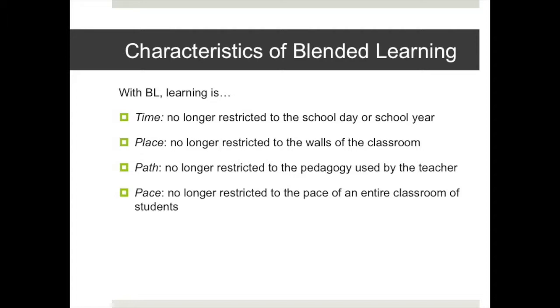Some of these elements are taken for granted, but can actually be restrictions to learning. Can you think of reasons or examples of how time, place, path, and pace could hinder a student's learning? Examples include time. A student may not have enough time to complete their work during class, or a student may take particular interest in a subject but only has limited time to explore it because there is not enough class time.